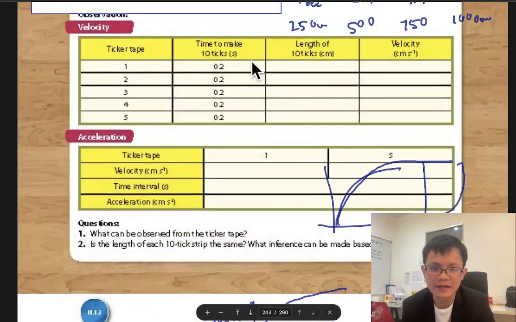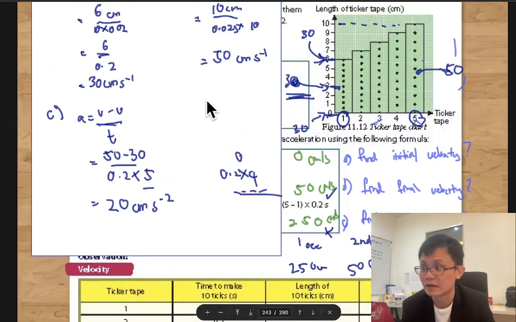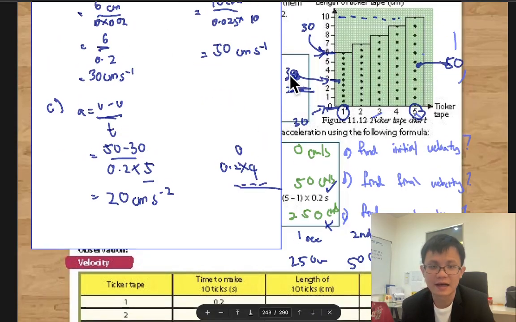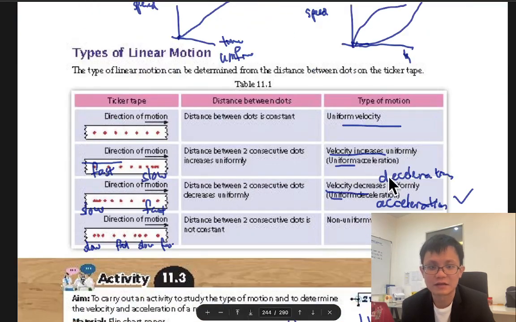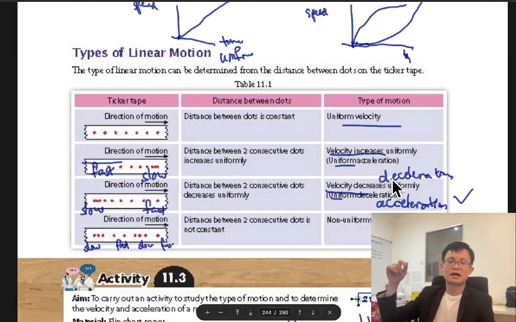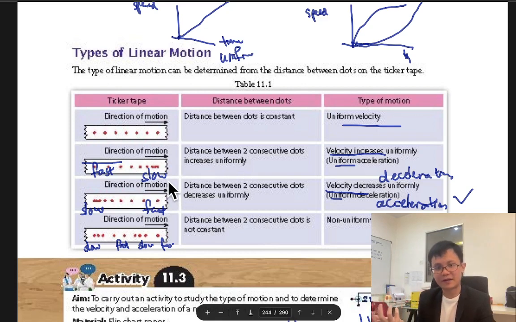So again, many things already. Let's have a quick recap. Okay, acceleration, deceleration. Acceleration means slow to fast. Deceleration means fast to slow. So how do we know? It depends on the dots. Distance between two consecutive lines increase. So this distance increase means, I know why already.